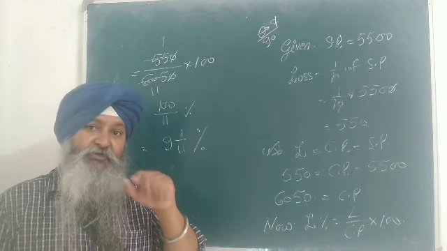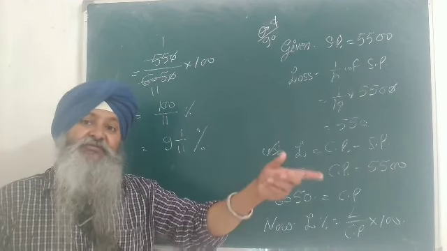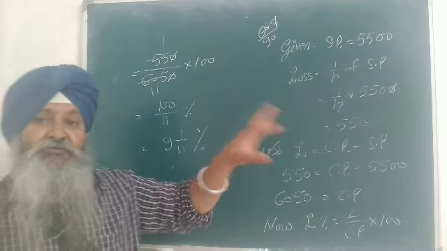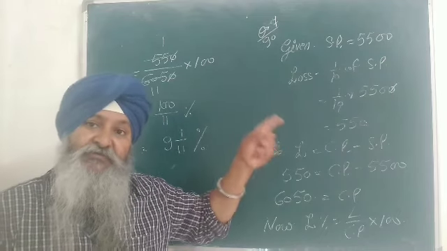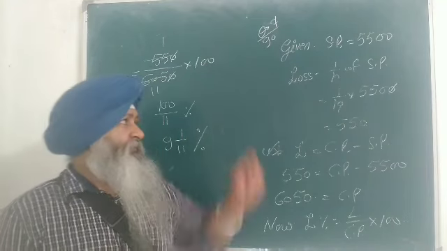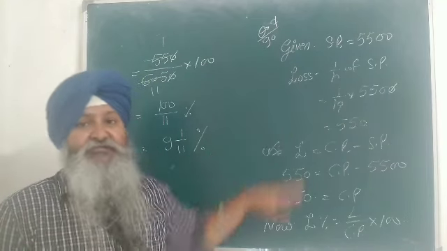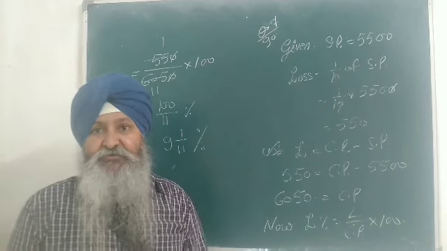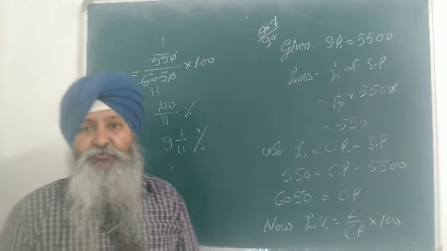Remember what the question was: loss is 1/10 of the selling price, meaning the loss calculation will be done with the help of the selling price. That is the only hint given in this question. If you understand this point, then each and everything is very easy to understand. I hope you will keep it in your mind. Thank you.